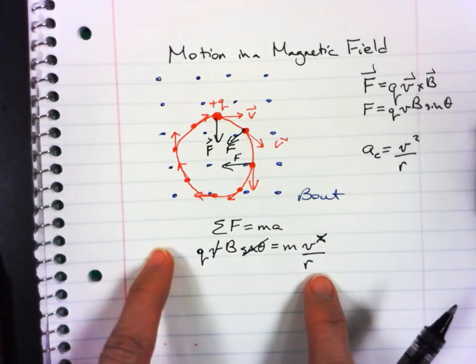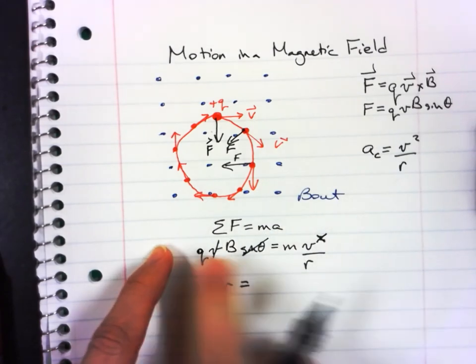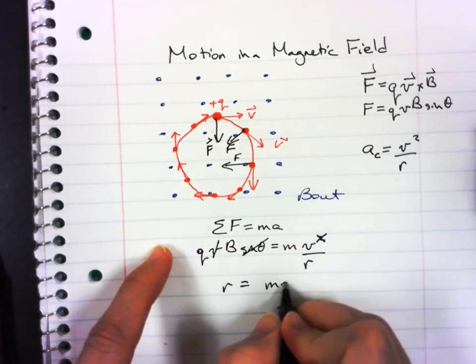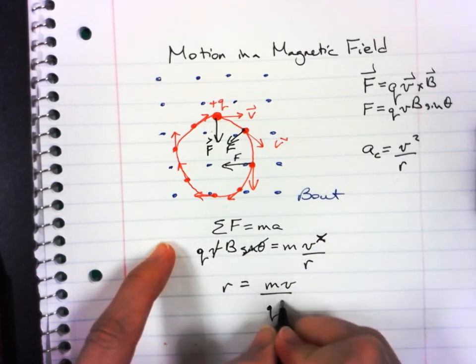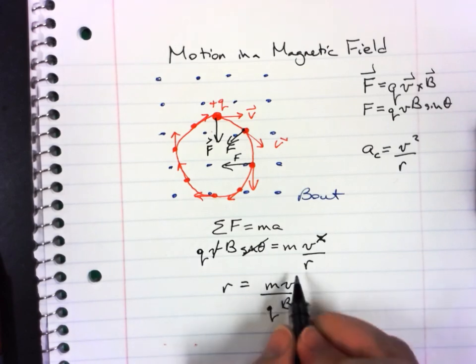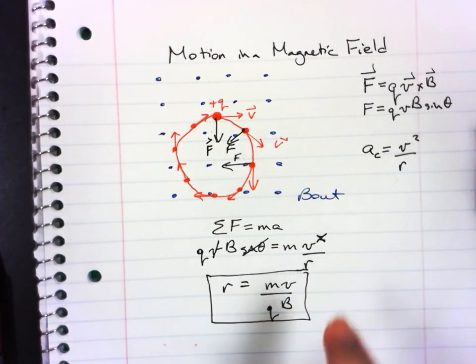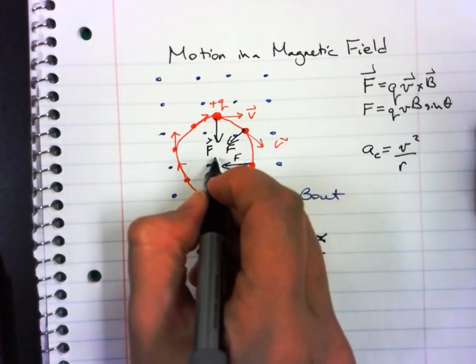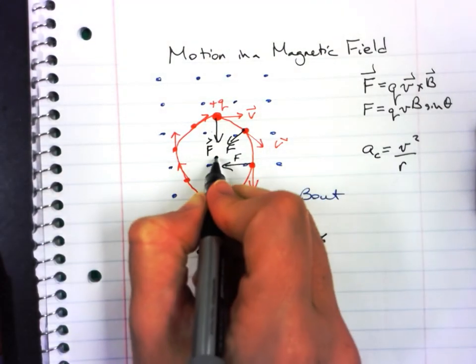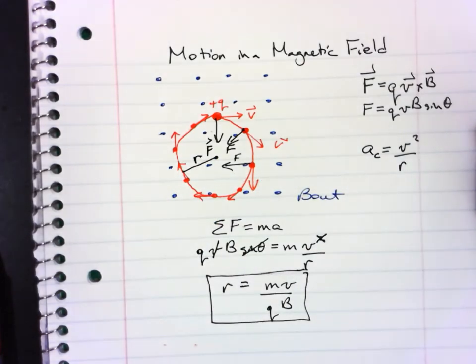And then if I rearrange, I'm going to solve this for r. So r goes to the left. I'm left with mv on the right over here. And then I divide by qB. So I cross multiplied and then divided. And this is the radius of this circular motion. So if I could add that to the diagram, if this is the center of the motion, this is the radius. And this is how you would calculate it.